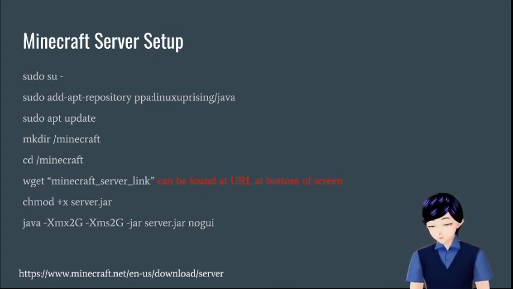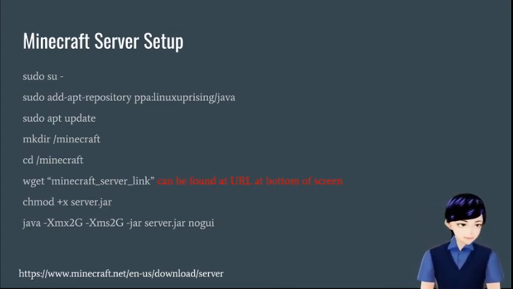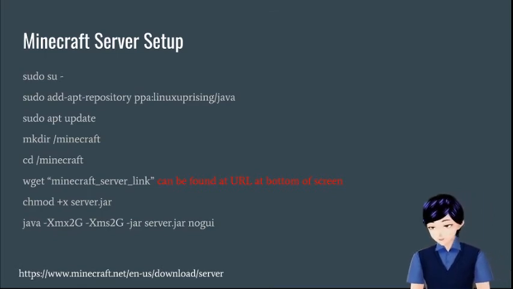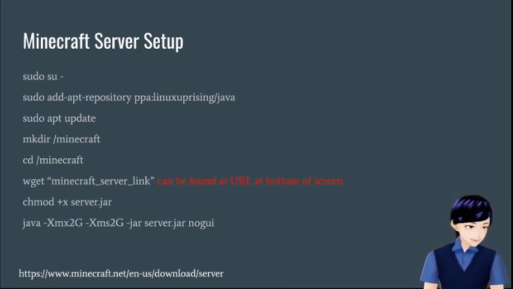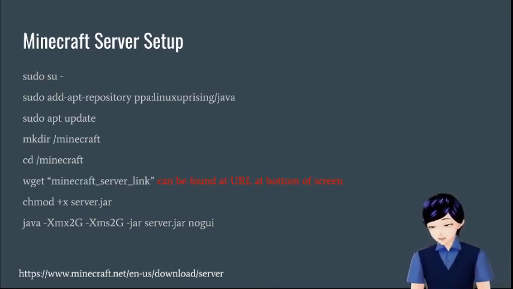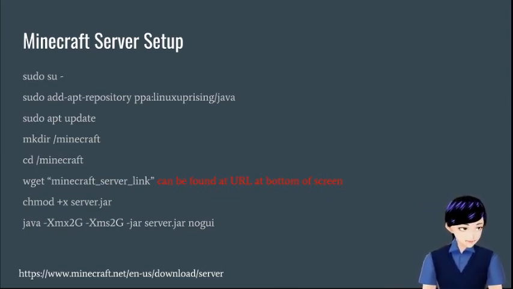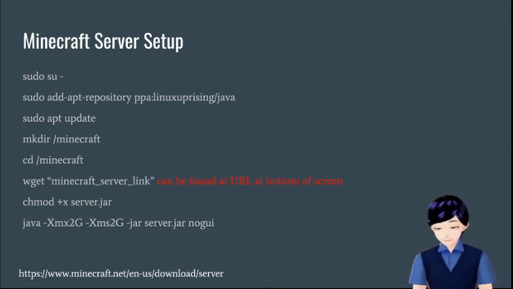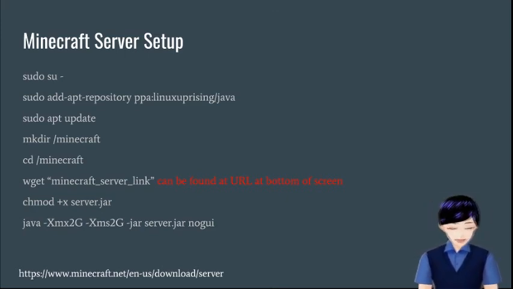And then we're going to grab the file remotely from the Mojang server. In order to get that, you'll want to go to the URL that can be found at the bottom of the screen, and there will be a link that you can right click and then copy the link. Now you can go back to your window and type wget and then that link. Once you hit enter, it'll download the jar file, which is the server.jar, into the /minecraft folder.